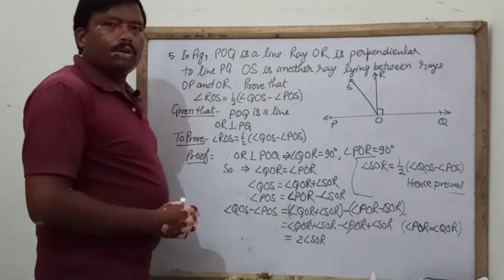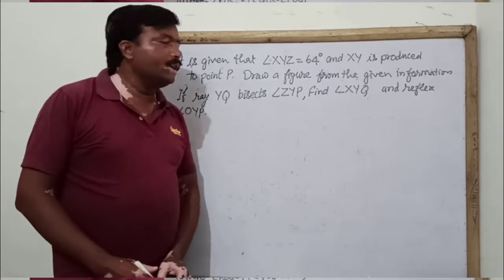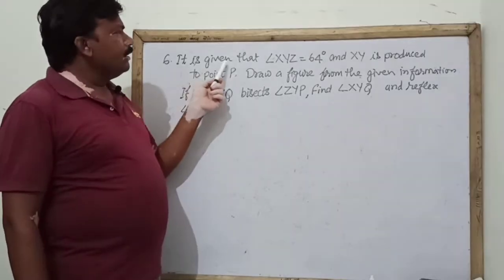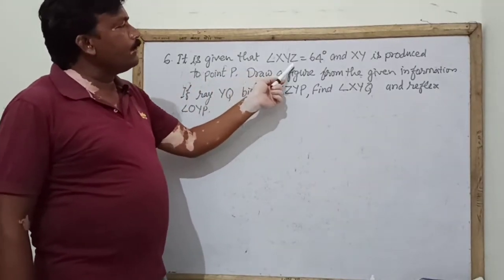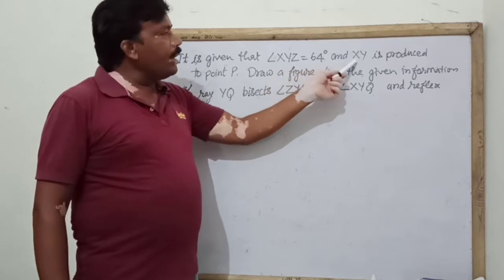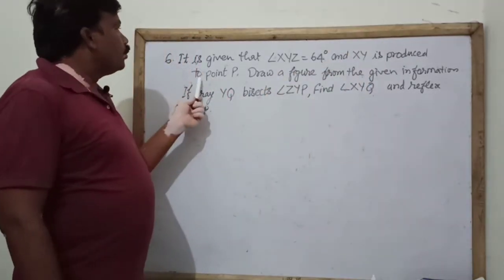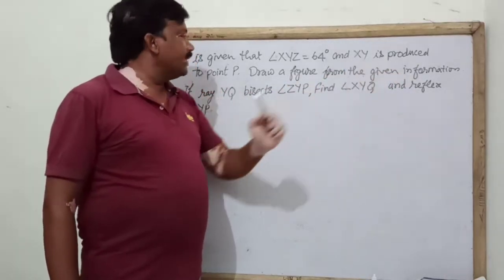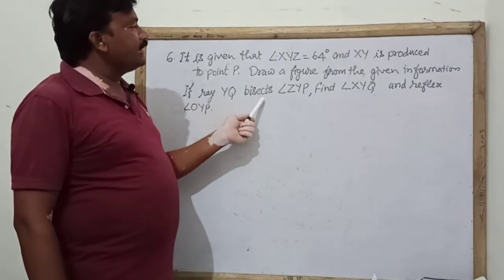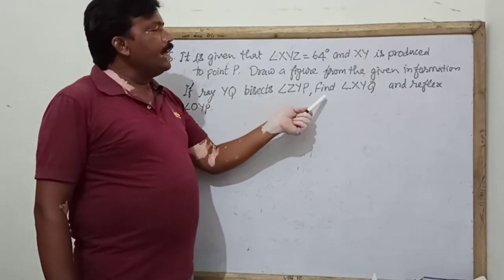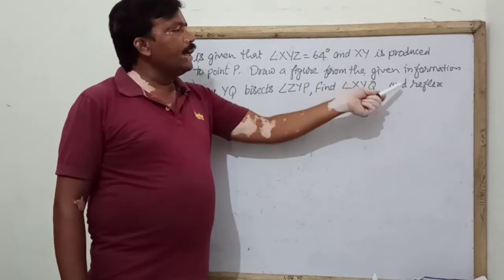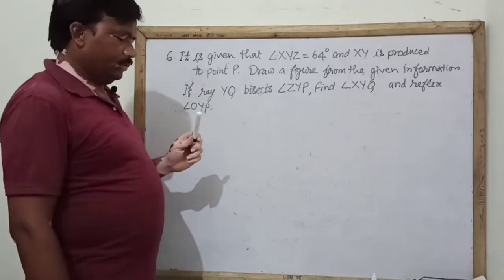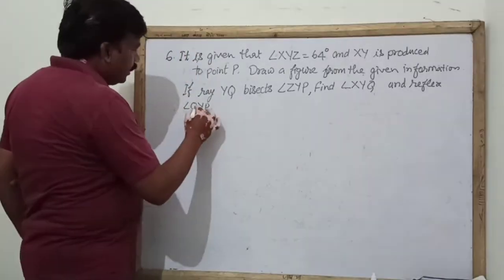This is our solution of question number 5. Now move to the 6th question, the last question of this exercise. It is given that angle XYZ equals 64 degrees and XY is produced to point P. Draw a figure from the given information. If ray YQ bisects angle ZYP, find angle XYQ and reflex angle QYP.